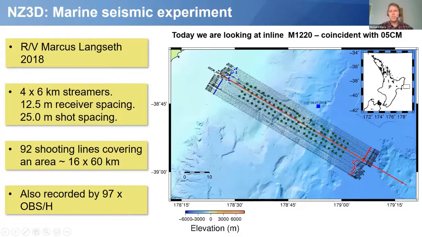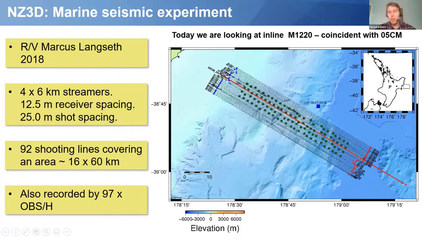So coming on to the new experiment. This was the New Zealand 3D experiment collected by the Marcus Langseth in 2018. I'm sure most of you are quite familiar with the setup of the Marcus Langseth, but we ran 4 6-kilometer long streamers firing every 25 meters, with a receiver spacing of 12.5 meters. It covered this area over the shallow plate interface as well as the incoming sediments. And importantly, it was recorded by 97 ocean bottom seismometers as well. So we have both the shallow and the deep structure captured in there.